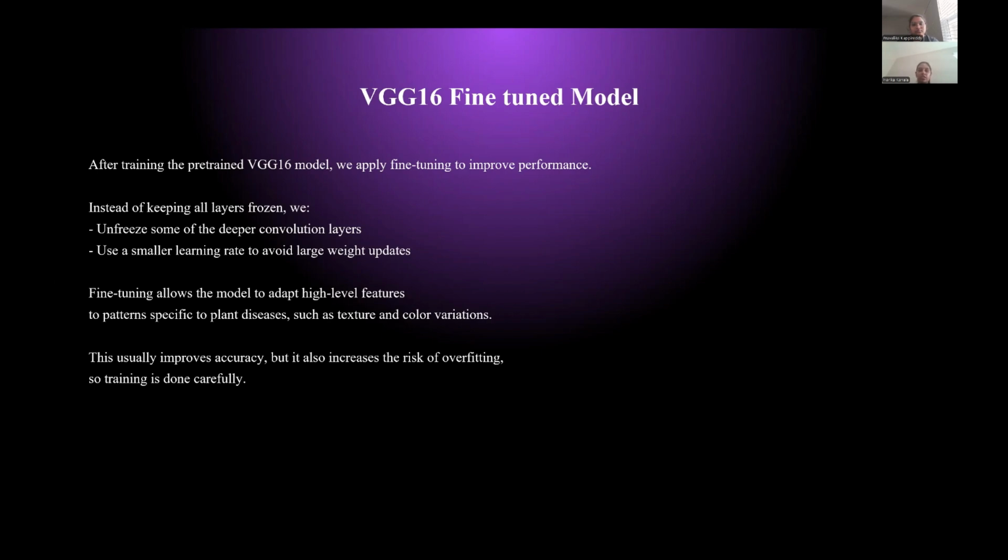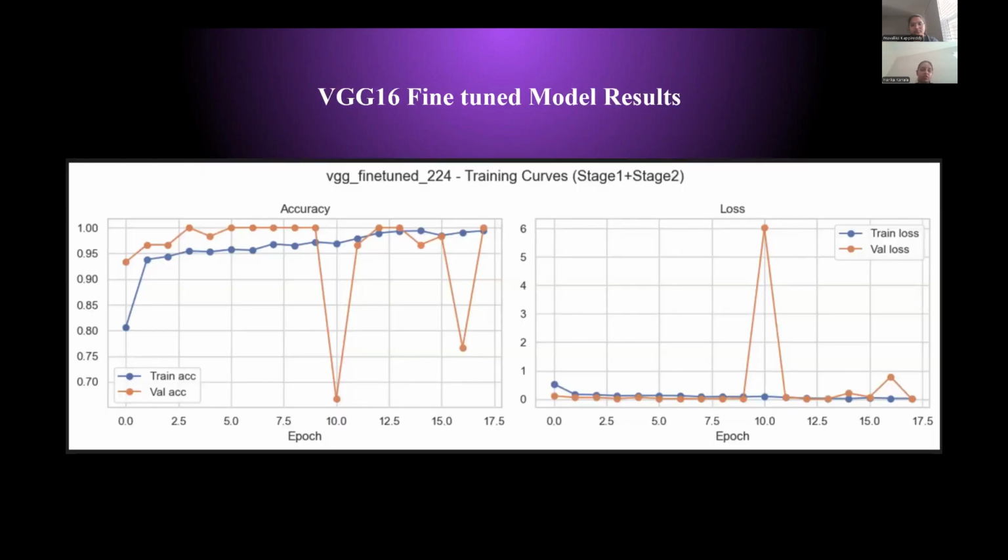Now, coming to the results of the VGG16 fine-tuned model, we can see improved test accuracy, though we had to be careful to avoid overfitting. As we can see in the image, there are a few jumps here and there in the accuracy and the loss, but we did see an improvement in the accuracy.